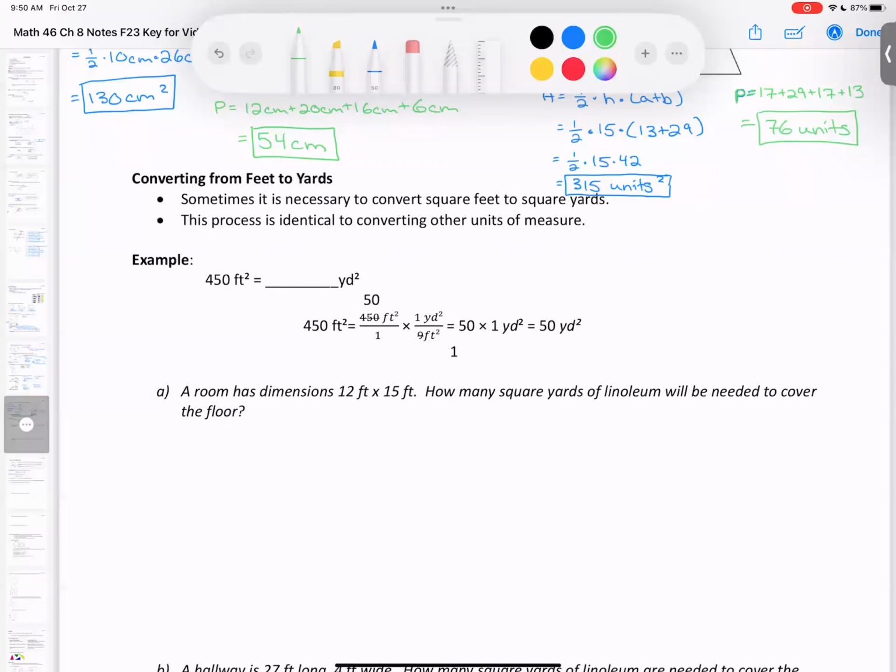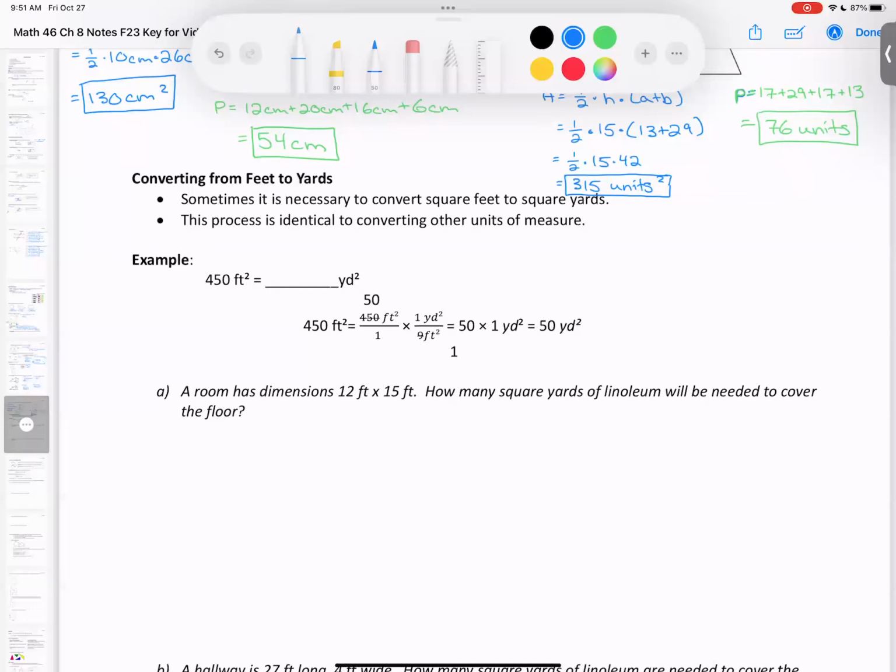The last part of 8.2 is looking at converting from feet to yards when we're talking about area. So feet squared to yards squared, or one area to another area. This is very similar to chapter 7 when we were talking about unit conversions. You have to be a little careful here.